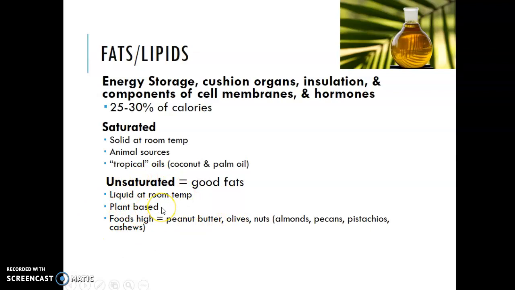Think of them as liquid at room temperature. If it's sitting out on the counter, it's a liquid. These are usually plant-based: your olive oil, your peanut oils, your nut oils, canola oil, corn oil. These are the ones that we want to be using if we can. They kind of just go through us and they don't stick on our arteries.